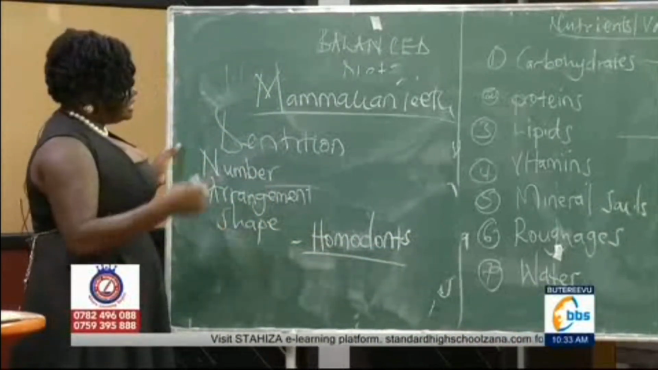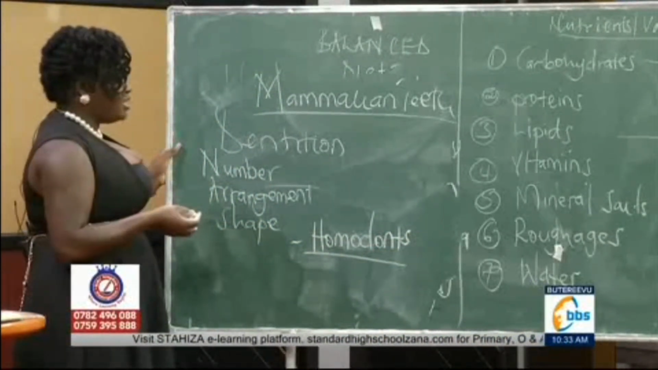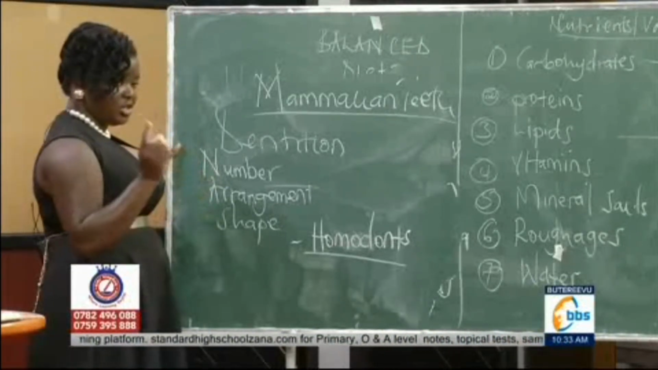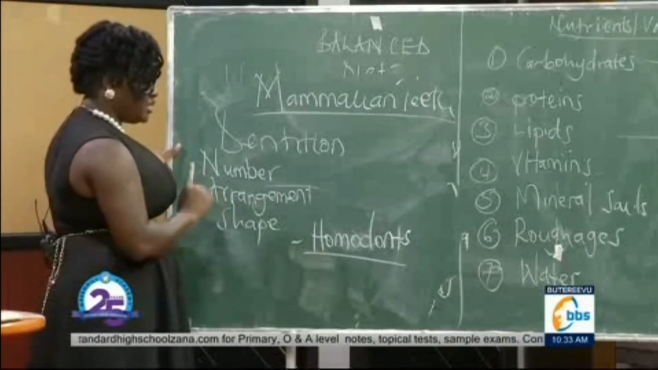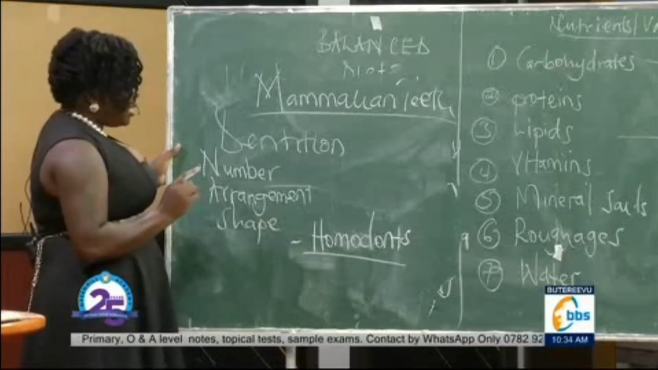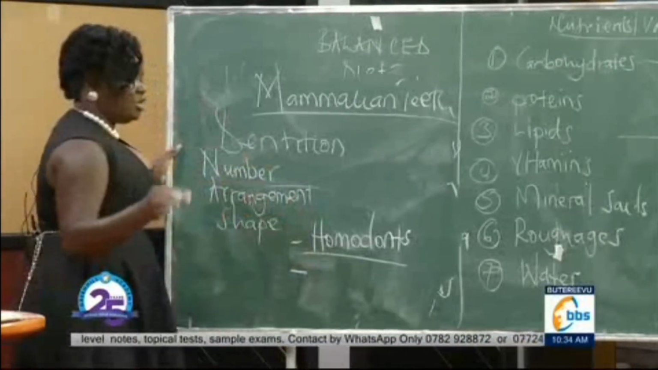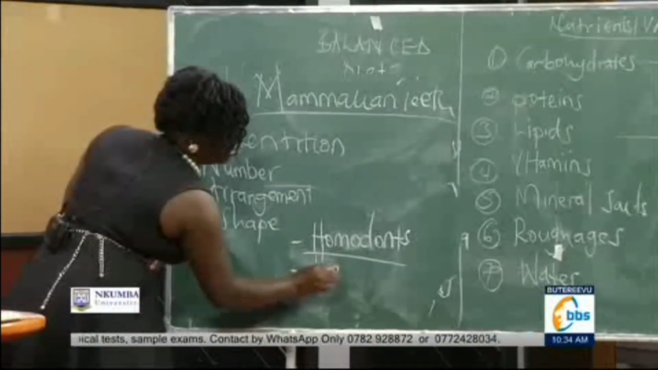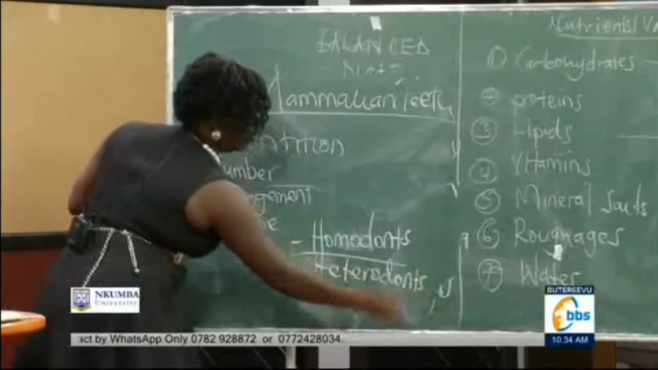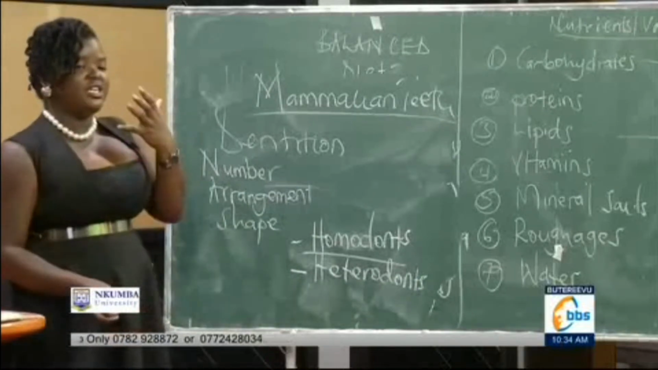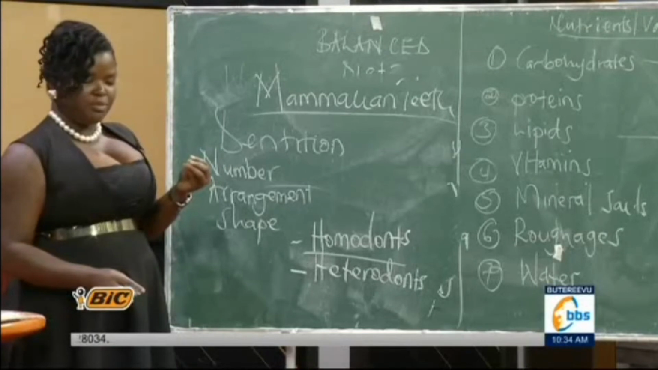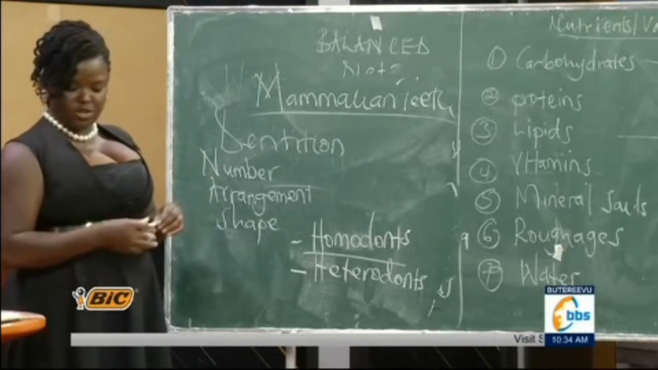These are organisms having the same shape of teeth, and they perform almost the same function. A very good example of homodonts, we have the shark and the crocodiles. These ones have the same type of teeth arranged in the same way in their mouth cavity. Then where me and you lie, we are heterodonts. We have different types of teeth in our mouth cavity. They have different shapes and they perform different functions.